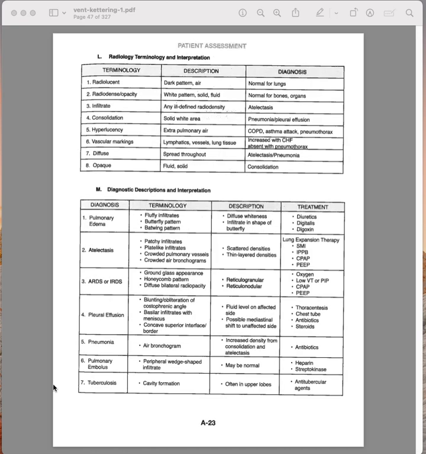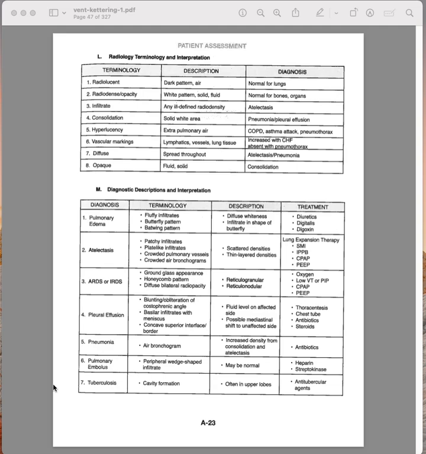A23. So this is boxes with terminology, description, and diagnosis. Radiology terminology and interpretation. For number 1, radiolucent: the description is dark pattern, air, and the diagnosis is normal for lungs. Radiodense, opacity: description is white pattern, solid, fluid. Diagnosis is normal for bones and organs.